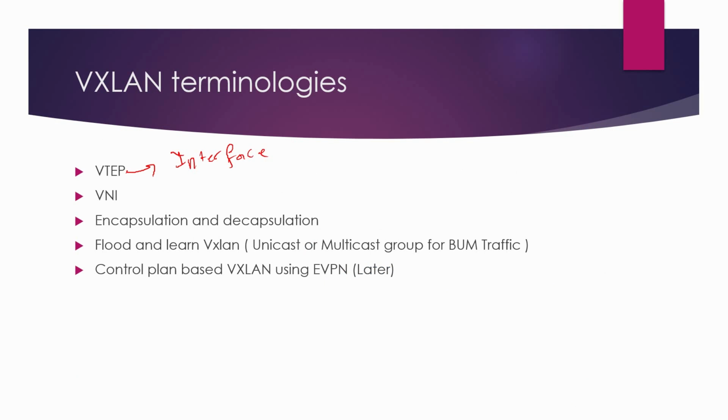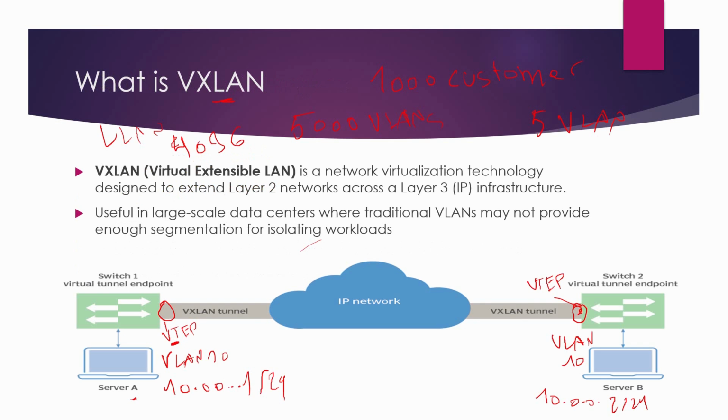This network ID has 16 million IDs, okay? So that's why, in our previous example, we said we have 1,000 customers to cover with VLANs, and each customer has a dedicated 5 VLANs. With VXLAN, as we have 16 million, it is possible to cover all the customers, okay? So this is about the VNI.